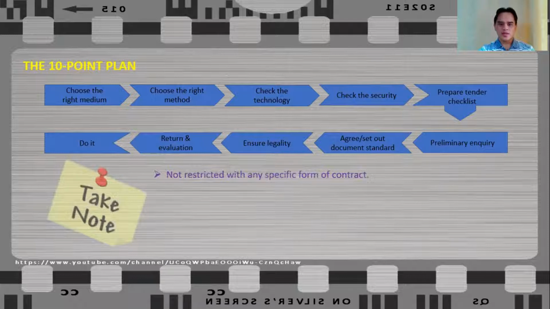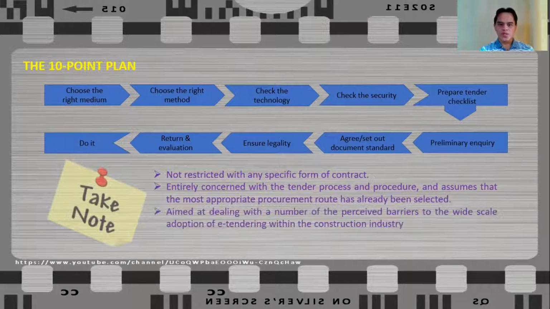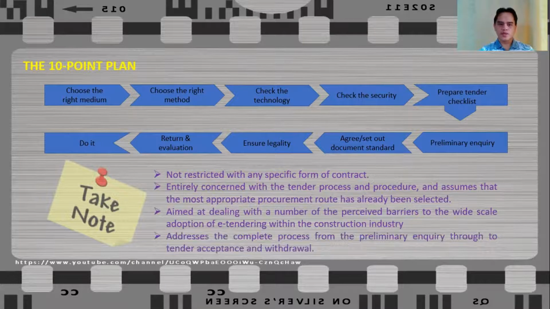Take note that e-tendering is not restricted to any form of contract. It can be used with any form of contract. It is entirely concerned with the tender process and procedure and assumes that the most appropriate procurement route has already been selected. And this is aimed at dealing with a number of perceived barriers in a wide-scale adoption of e-tendering within the construction industry. And it addresses the complete process from preliminary inquiry through tender acceptance and withdrawal.